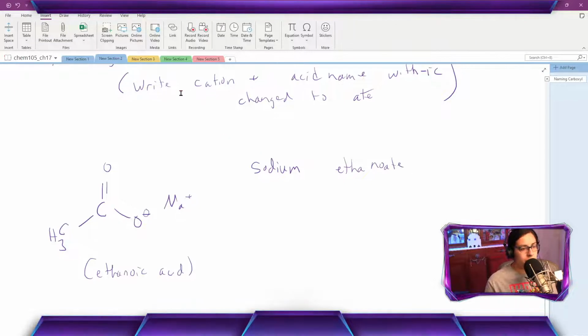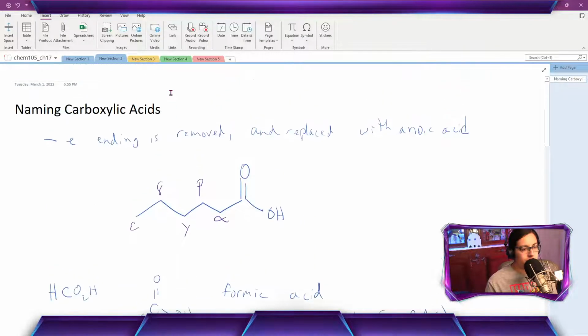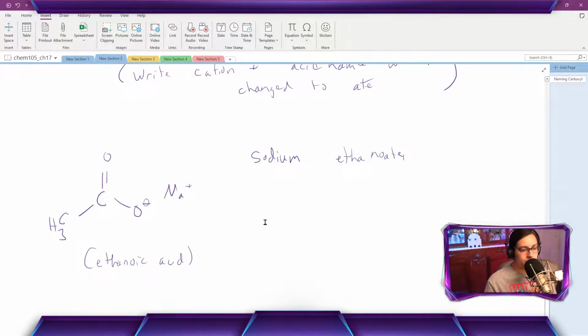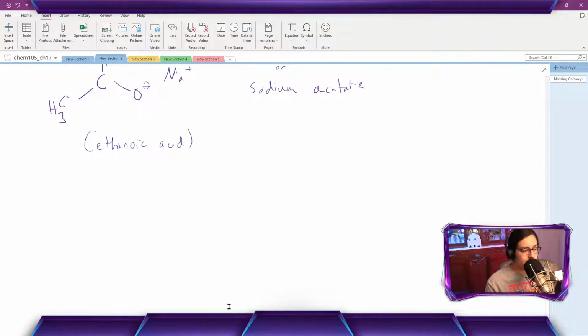The other name that you see for it, so if we scroll back up. If you remember, this was also known as acetic acid. That was its common name. So you may also see it written as sodium acetate. And usually this is what you see, just its common name. So let's do one other example.